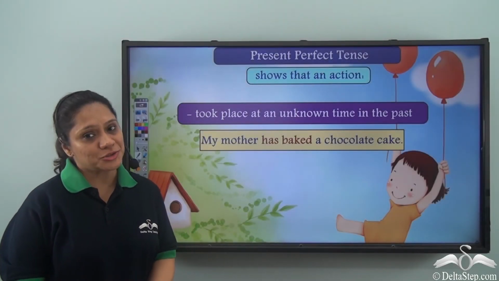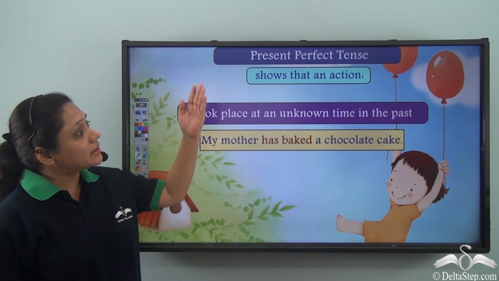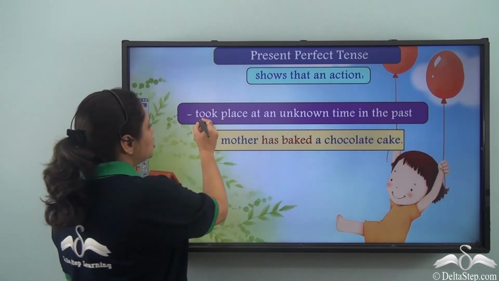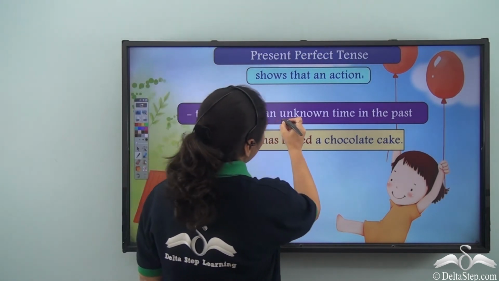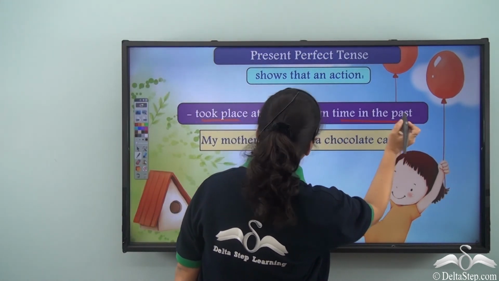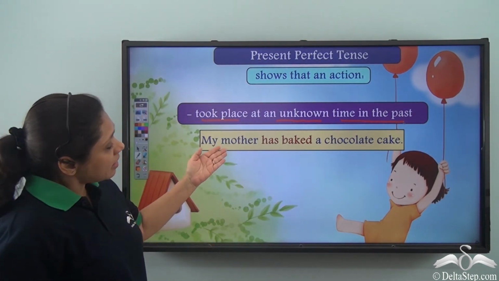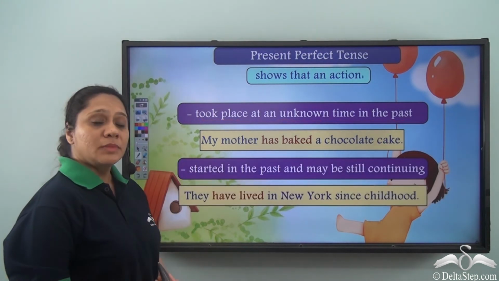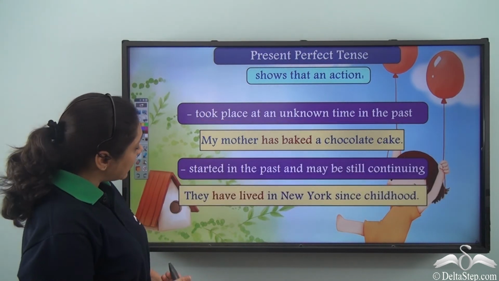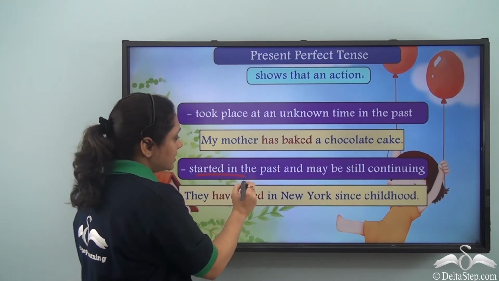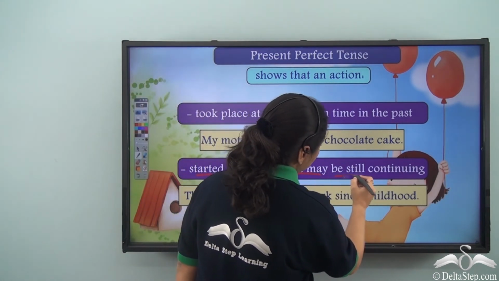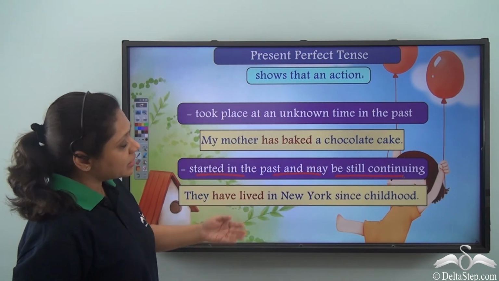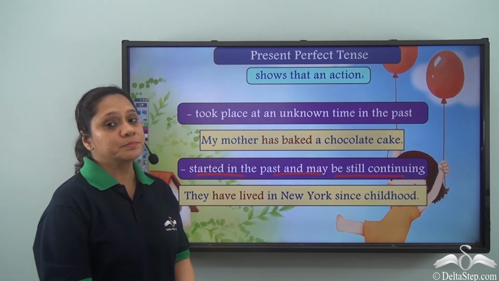So, what did we learn today? We learned that the present perfect tense shows that an action took place at an unknown time in the past. For example, my mother has baked a chocolate cake. It also shows that an action started in the past and may be still continuing. For example, they have lived in New York since childhood.